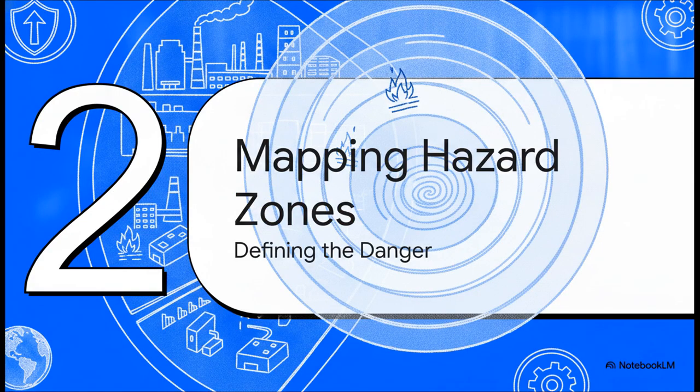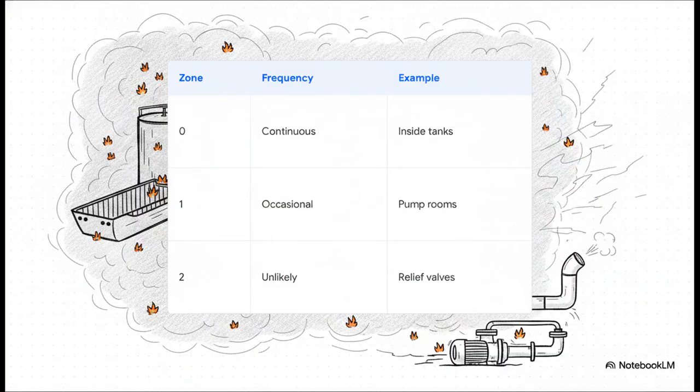Moving on to Section 2, mapping the hazard zones. Let's map the danger across the facility using international standards. We rely on the rule of 3 for zones, which dictates exactly what kind of equipment is allowed and where. Zone 0 is an area where explosive gas is present continuously. Think deep inside a cargo tank. Zone 1 is where gas is likely to pop up occasionally during normal operations, like in a pump room. And Zone 2 is where gas is pretty unlikely to appear, but if it does, it's only there for a short time, usually around vents or relief valves.